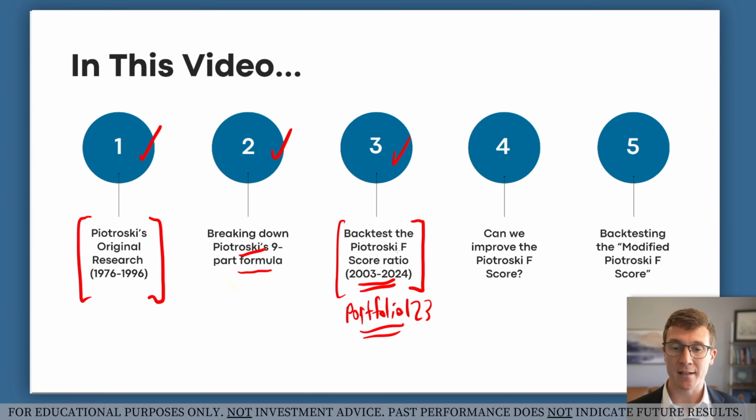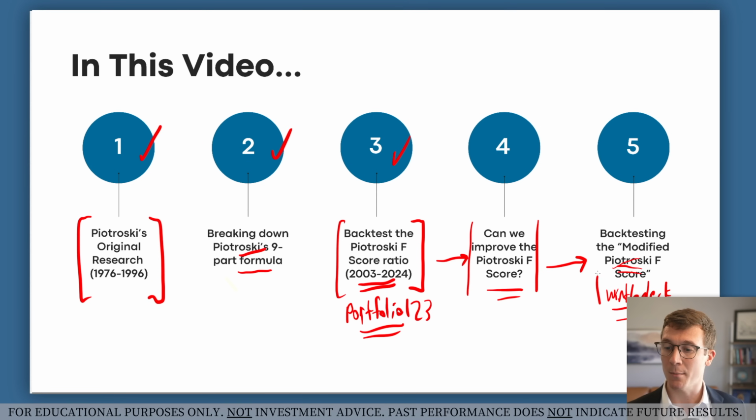And then after we backtest the original F-score, I'm going to see if we can make some improvements to the score, and then we're going to backtest my modified Piotrowski F-score. Maybe I should rename this to like the Winkleplex F-score. I'm not sure who has the coolest and most memorable name, me or Joseph Piotrowski, but I'll probably give him a run for his money, but we'll call it whatever we want. We'll talk about that at the very end of the video.